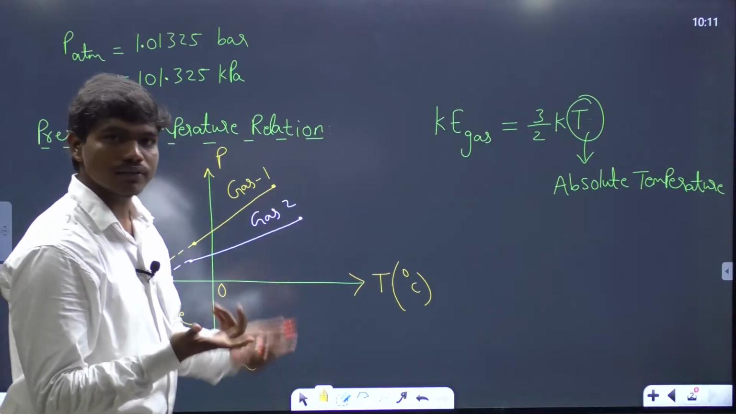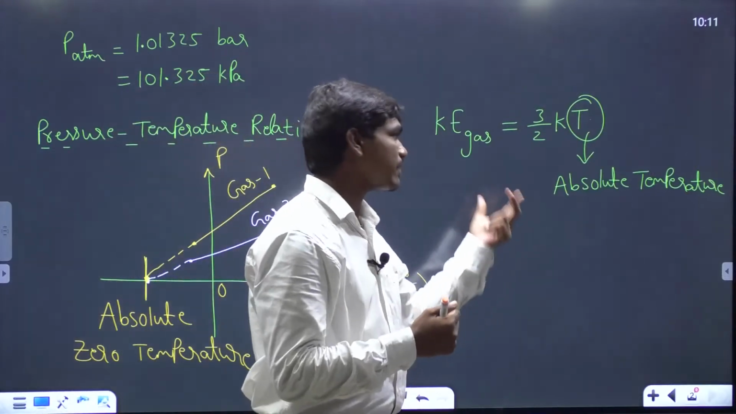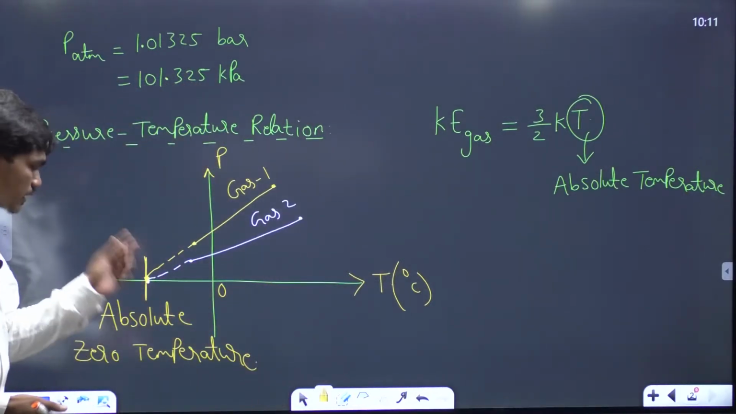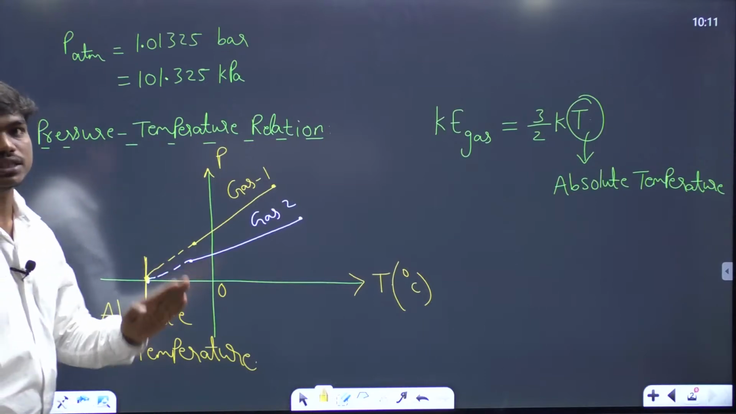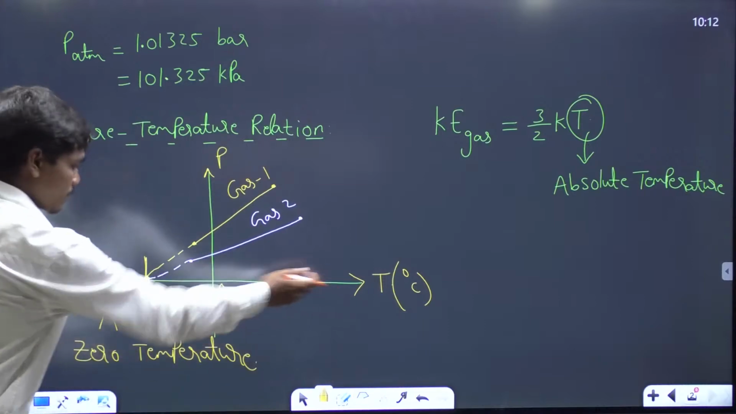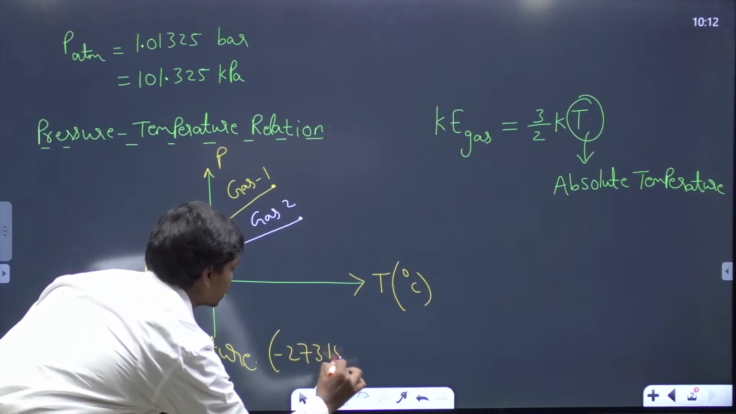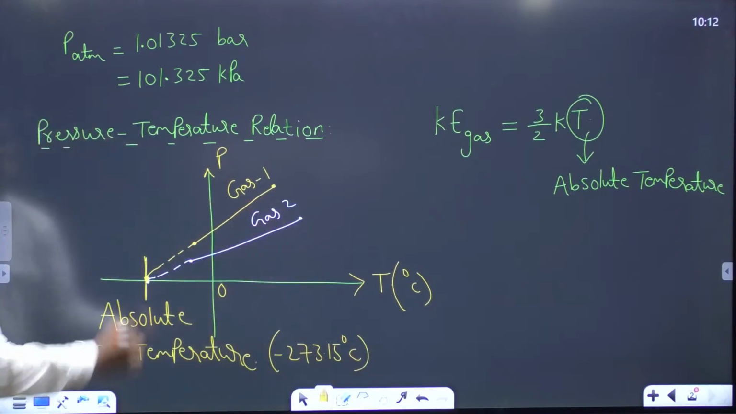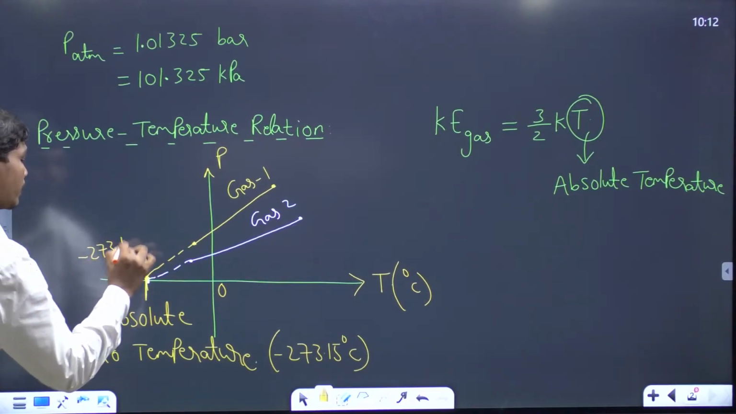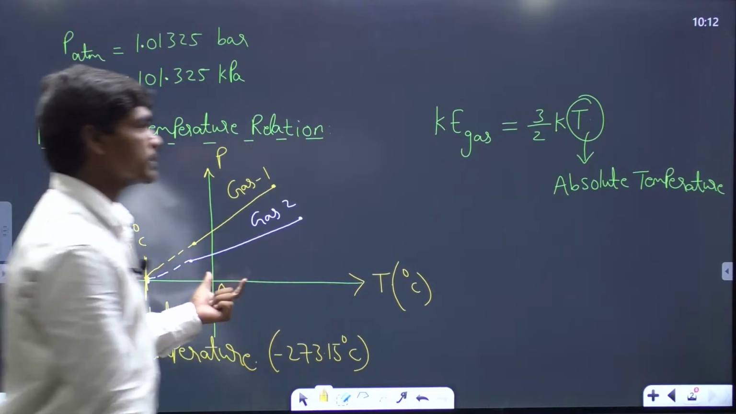Because if there is molecular motion, then definitely there should be pressure, correct? When molecules are in motion, they collide with the container walls and the net effect is raising the pressure. But in this case, at some particular very negative value of temperature, the pressure ceases, which means the molecular motion stops. So this temperature is absolute zero temperature, and experimentally they found it to be minus 273.15 degrees centigrade. Okay, so this is the temperature scale.